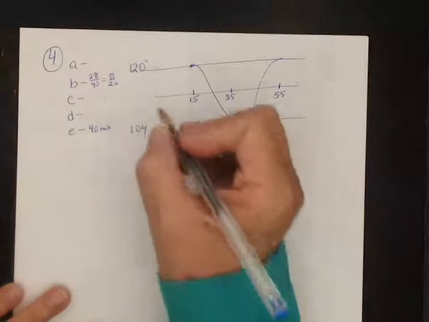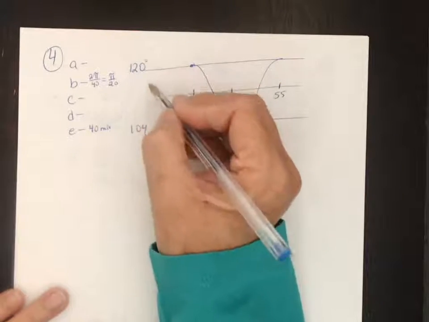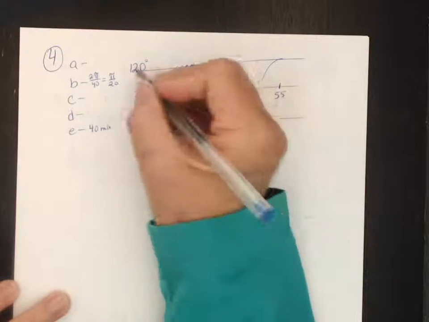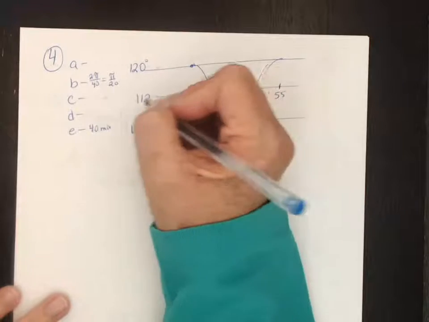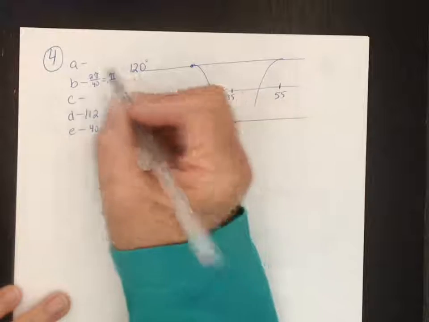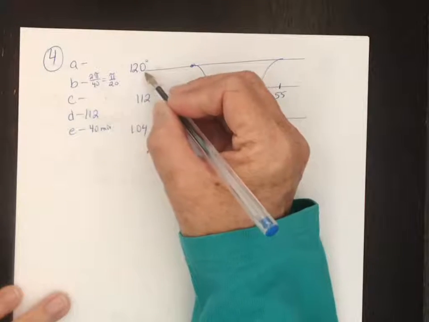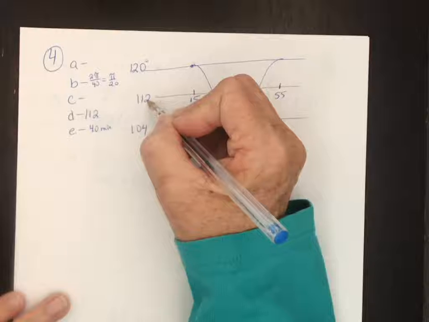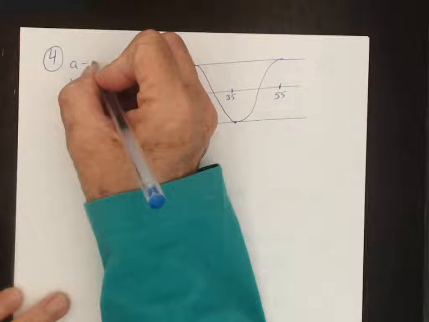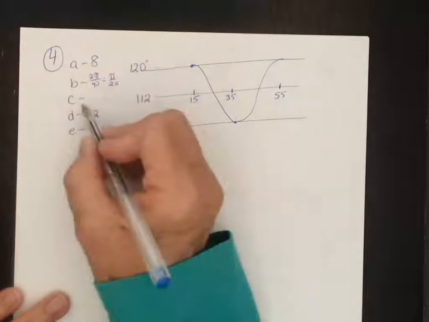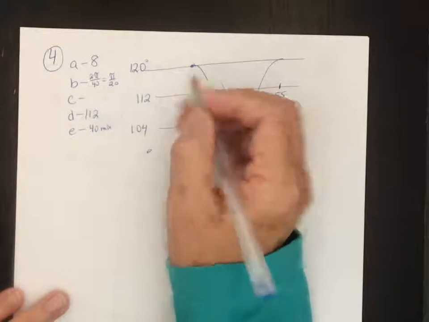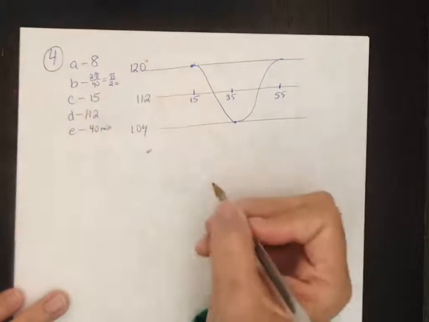I've got to find the center point between 120 and 104, and that is 112, or the average between them if you want. So that is my sinusoidal axis, 112 degrees. To find A, it's the difference from the maximum to the sinusoidal axis, or from the sinusoidal axis to the minimum, and that is 8. So my value for the amplitude is 8. And finally, C is our phase shift. Well, we're told that at 15 minutes, it's at the maximum. So I'm going to use a phase shift of 15.